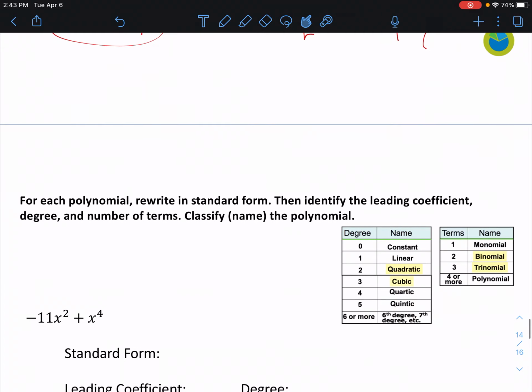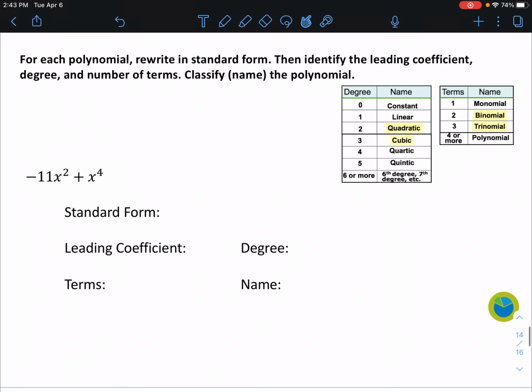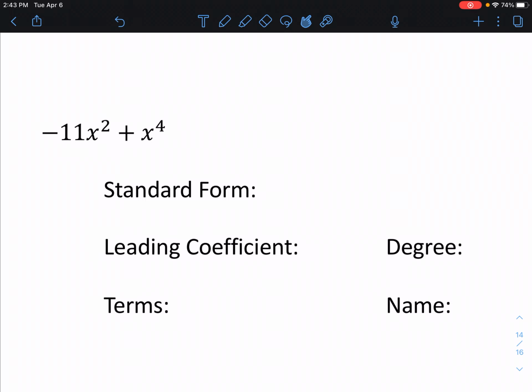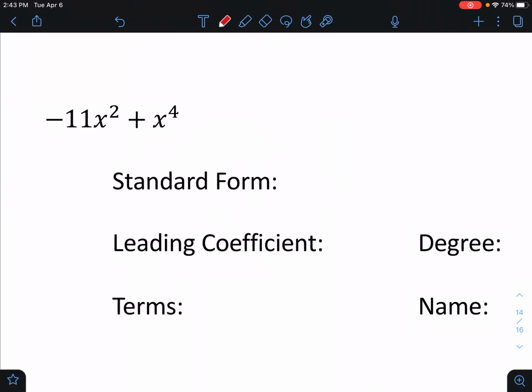Okay, let's try one more, make sure that this makes sense. Same directions. Let's look at our polynomial. It's negative 11x squared plus x to the 4th. Put it in standard form. The degree of this is 2. Degree of that is 4. So I want to start with the biggest one, which would be x to the 4th, and then minus 11x squared.